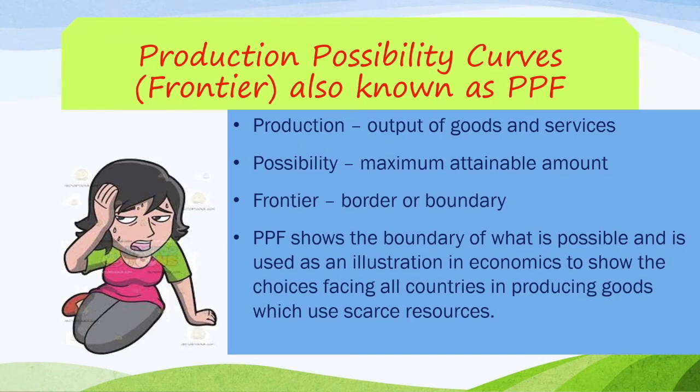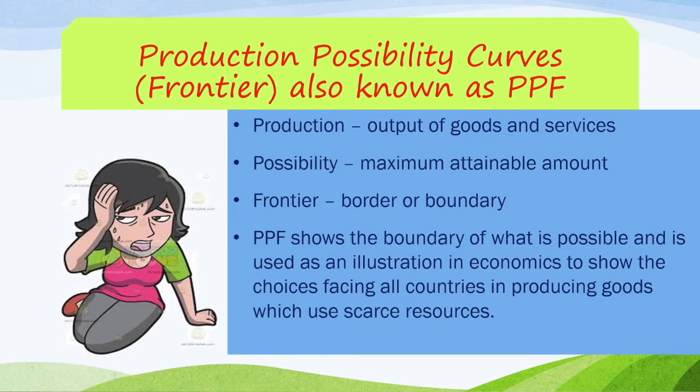How does a country know what to produce? Well, it uses an instrument called the Production Possibility Curve or Frontier, also known as PPF. Let's break it down a little bit more so that you can understand better.